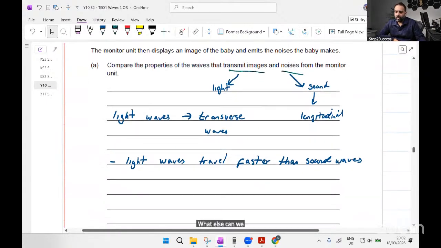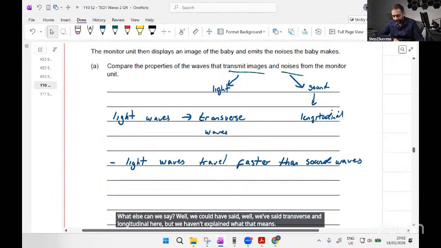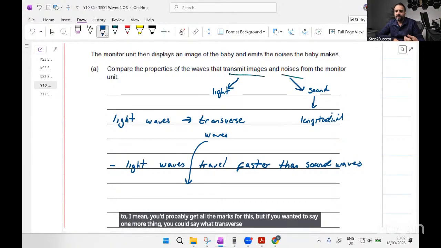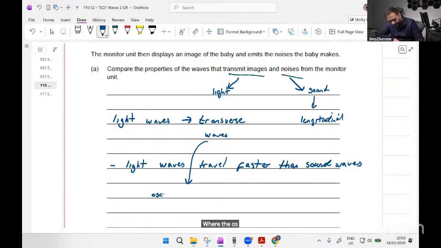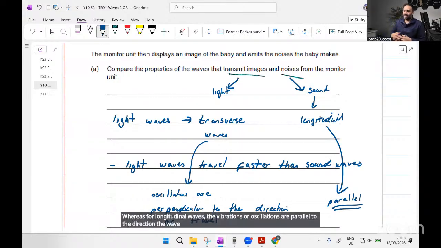What else can we say? Well, we've said transverse and longitudinal here, but we haven't explained what that means. So if you wanted to, I mean, you'd probably get all the marks for this, but if you wanted to say one more thing, you could say what transverse waves are. Transverse waves are ones where the oscillations are perpendicular to the direction the wave travels in. Whereas for longitudinal waves, the vibrations or oscillations are parallel to the direction the wave travels in. That's really more than enough for all of those marks.